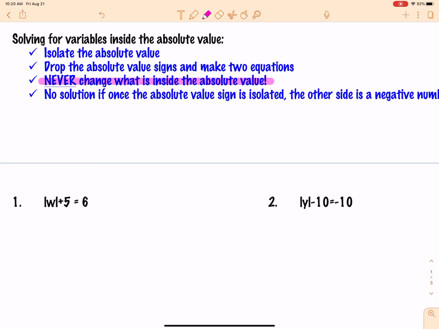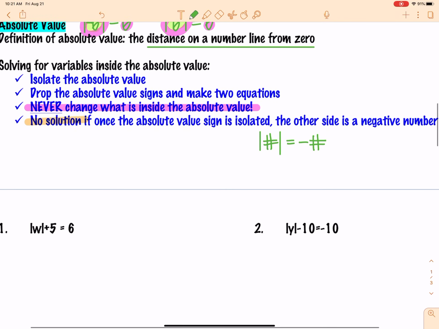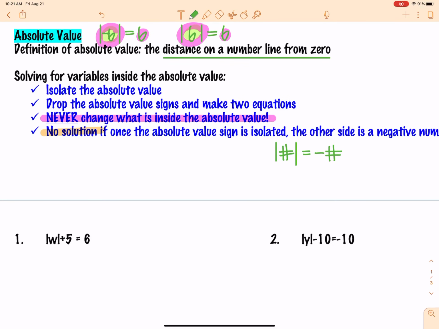The only thing you have to particularly look for is that you will get an answer of no solution if, once you isolate the absolute value, the other side is negative. For example, you would never get the absolute value of some number equal to a negative number. That doesn't make sense because absolute value is the distance from 0, and distance is never negative. So you would just stop your problem and say no solution.